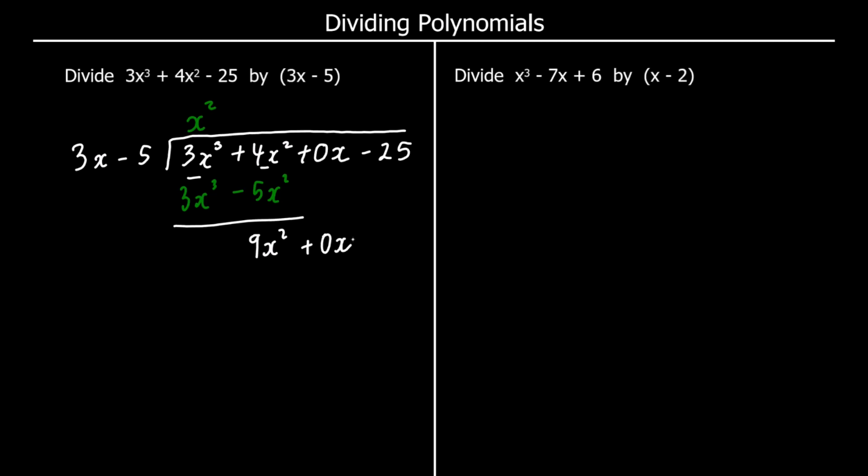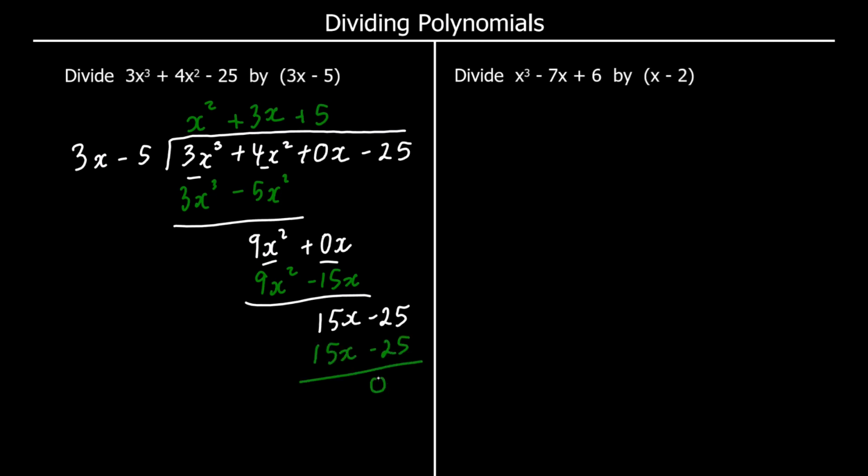9x squared divided by 3x is 3x. 3x times 3x is 9x squared. 3x times negative 5, negative 15x. Take away. So 0 minus minus 15x is 15x. And bring down the next term. 15x divided by 3x, 15 over 3 is 5. Times by the 5, so 15x minus 25, there's nothing left.